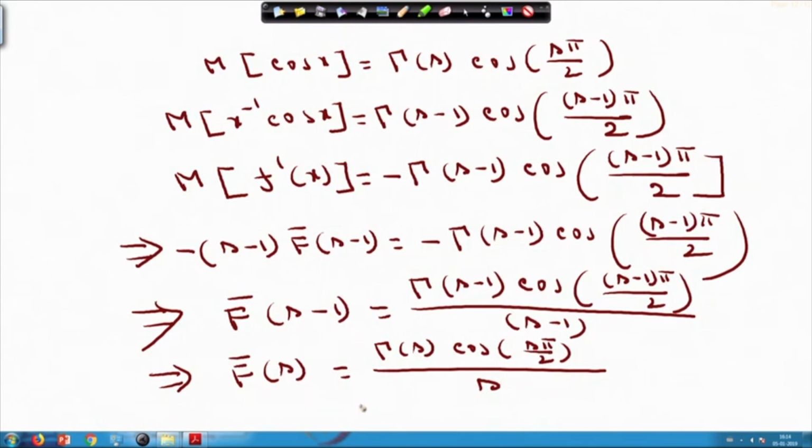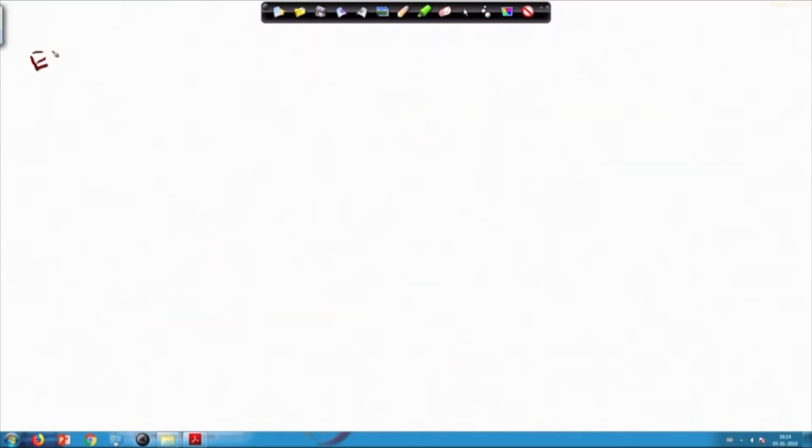So, therefore, you see the Mellin transform of the cosine integral function, which is defined by the integral from x to infinity of cos t by t dt, equals gamma s cos of s pi by 2 divided by s. So, the Mellin transform of Ci(x), that is the cosine integral function, equals gamma s cos of s pi by 2 divided by s.